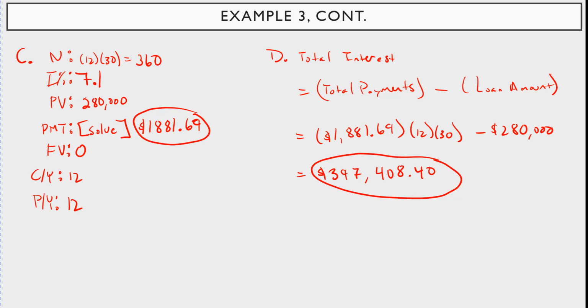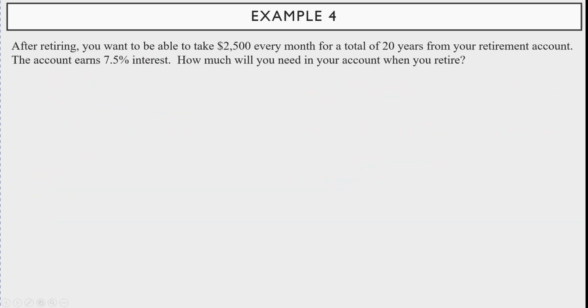Let's talk about some payout annuities problems. After retiring, you want to be able to take $2,500 every month for a total of 20 years from your retirement account, and the account earns 7.5% interest. How much will you need in your account when you retire?